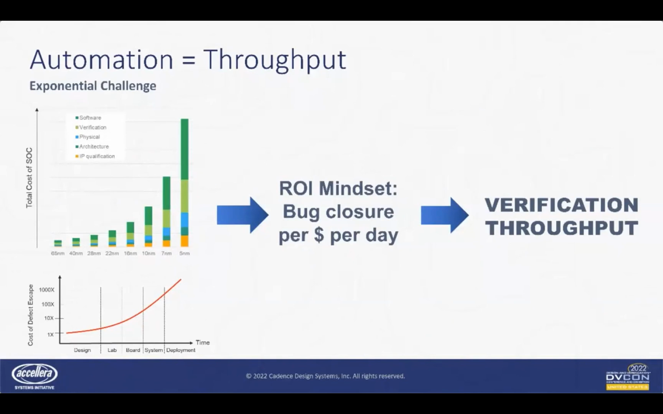And so what we want to adopt is this return on investment mindset of not only improving the raw algorithms themselves and the speed at which they run, but also improving overall the bug finding and closure per dollar invested per day of engineering time spent. And effectively, that's improving verification throughput overall. We want to get to the end as quickly and efficiently as possible, however we're defining the end: coverage, bug rate, total time spent, whatever it is. We want to make sure that we get the most ROI for the effort, energy, and dollars invested.